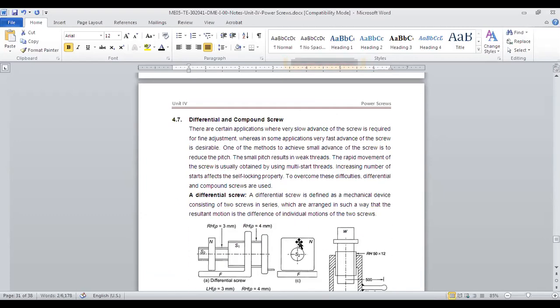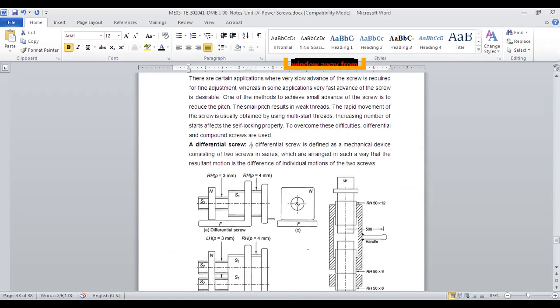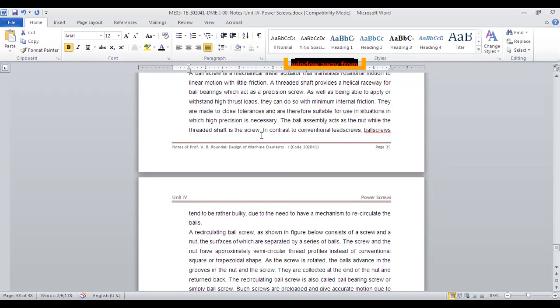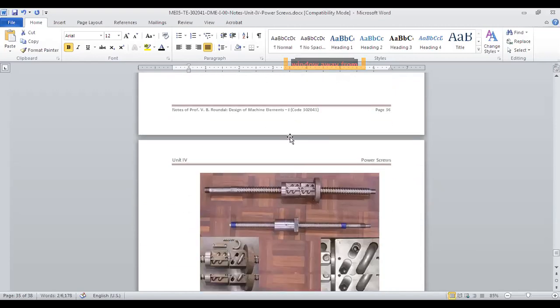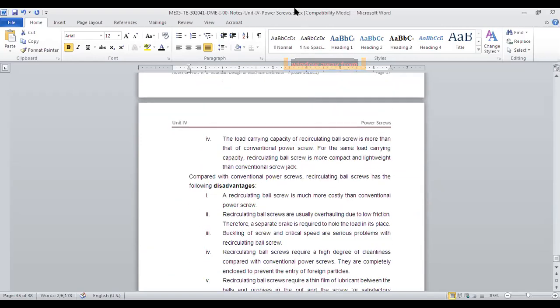And lastly, in today's lecture, we have seen the differential and compound screw. If there is a differential movement, then we have a differential screw. And if we have an additional movement, we have a compound screw. Okay, we have seen videos for those. And lastly, we have seen the recirculating ball screw. What is a ball screw? How do we use it? Where do we use it? And how does it work? And we have seen a video on that also. Okay, so this is the way we will wrap up unit number 4.